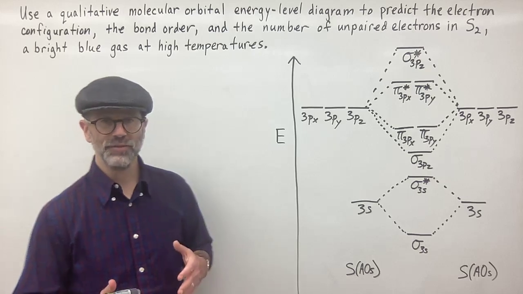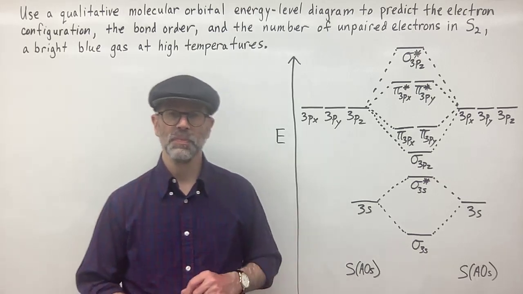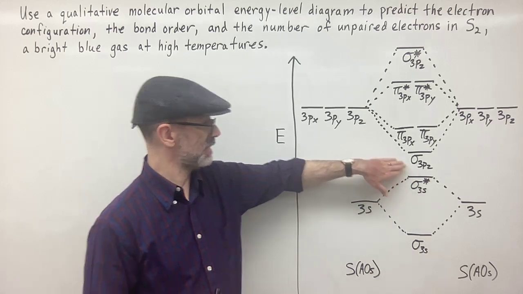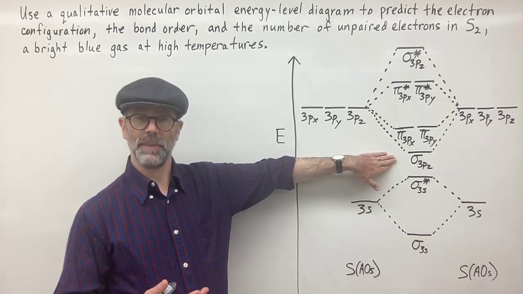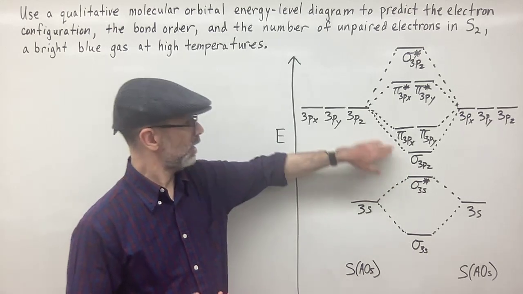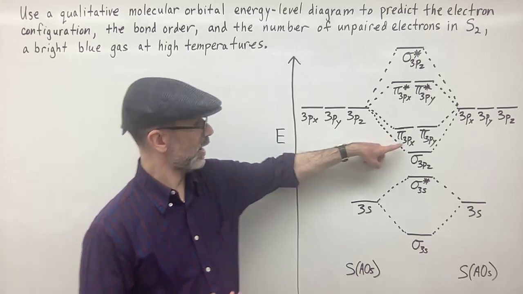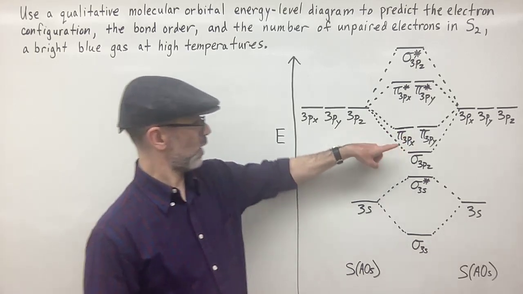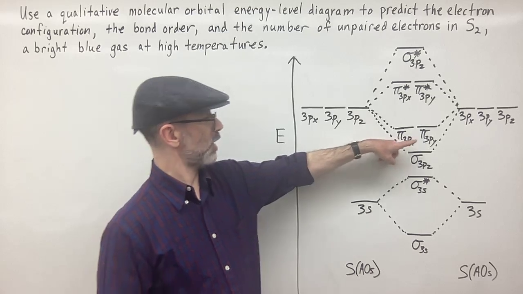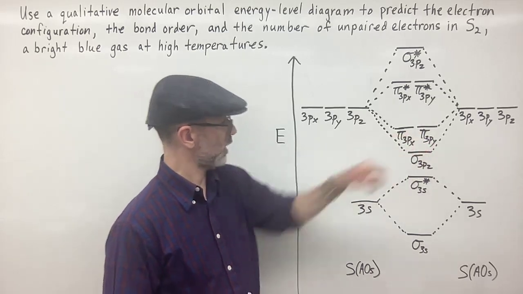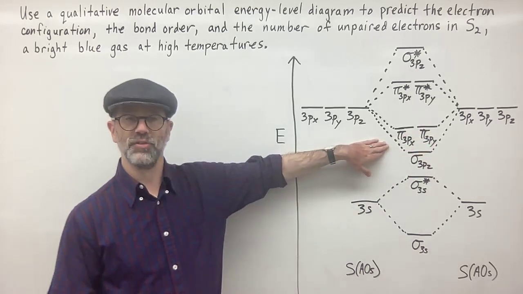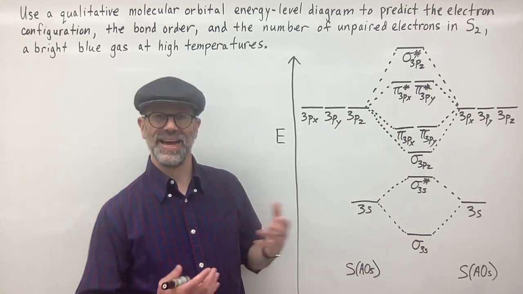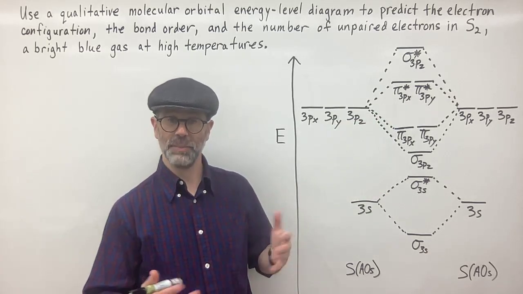Remember what I said in the previous video. We have to determine whether our sigma pz bonding molecular orbital is going to be lower than the pi px or py molecular orbitals, because this is going to depend on the energy gap between the s and the p atomic orbitals.